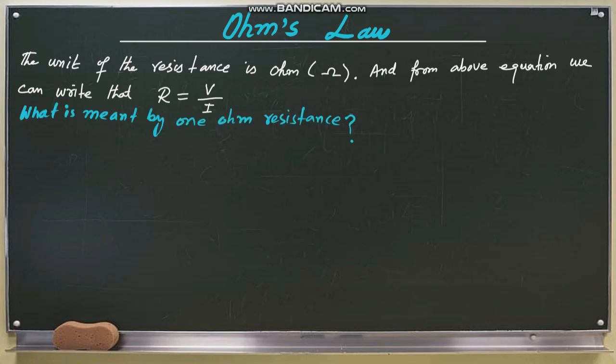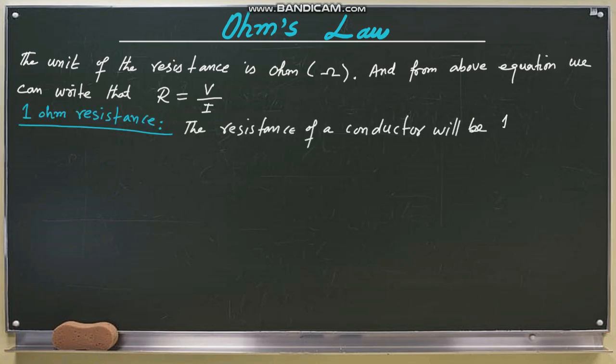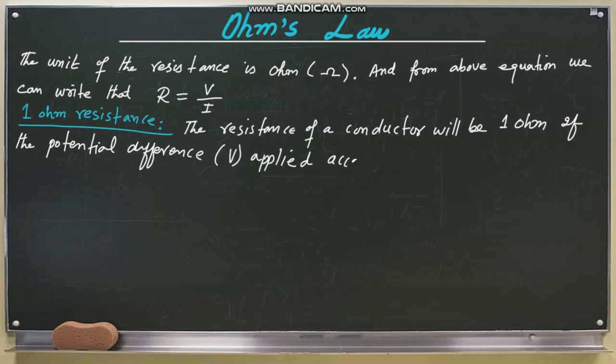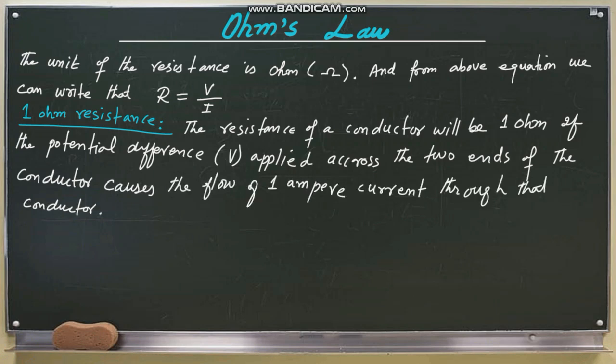Now let us define 1 ohm resistance. The resistance of a conductor will be 1 ohm if the potential difference applied across the two ends of the conductor causes the flow of 1 ampere current through the conductor. Hence, 1 ohm equals 1 volt divided by 1 ampere.